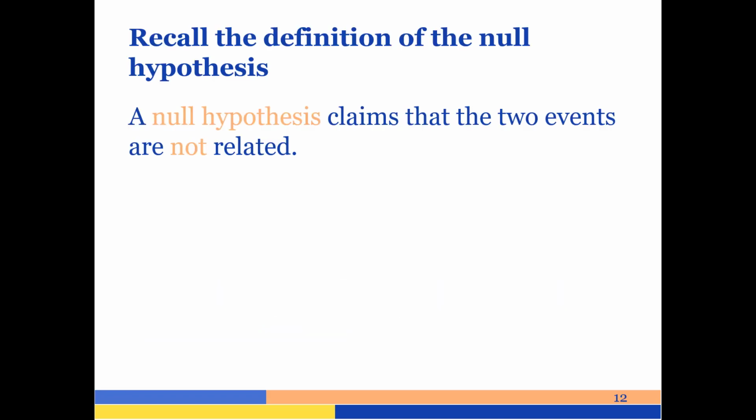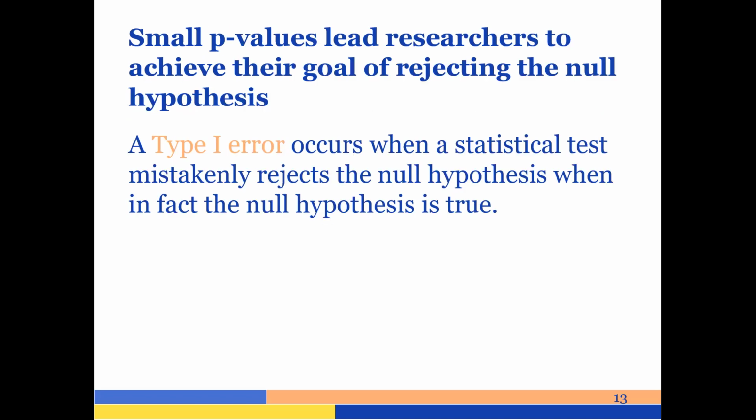Again, the null hypothesis makes the claim that two events are not related, such as the difference between a treatment group and a control group. The p-values that are small lead researchers to reject the null hypothesis. The type 1 error rate occurs when the test mistakenly rejects the null hypothesis when in fact it is true. We can set our alpha to different values, such as the norm at 0.05 or even 0.01.